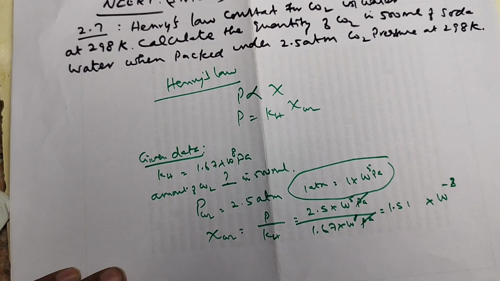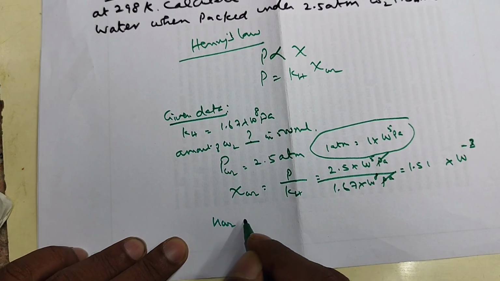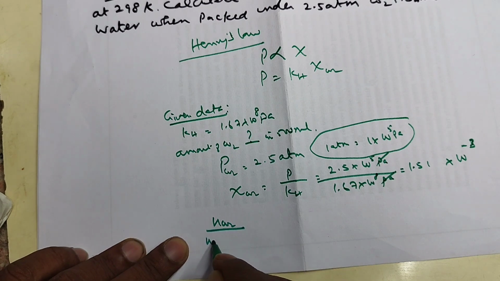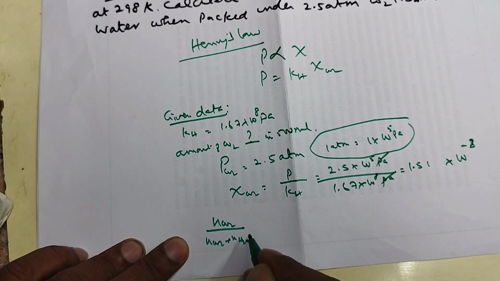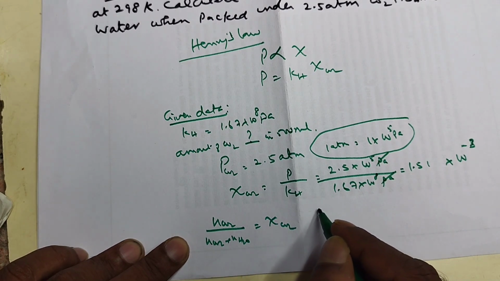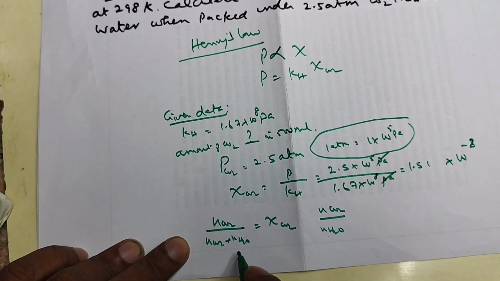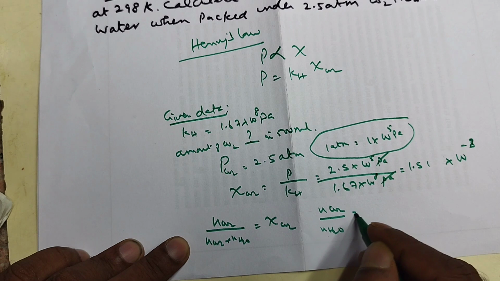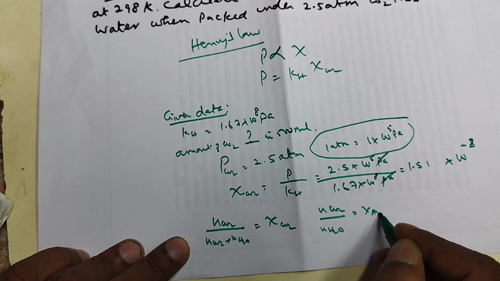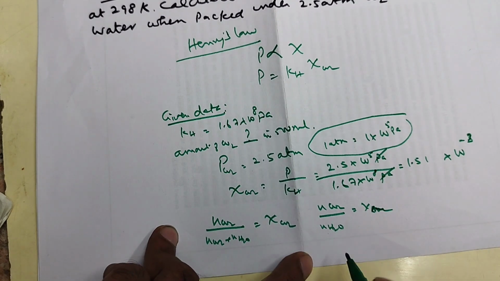The next thing we have to find out: N of CO2 by N of CO2 plus N of H2O is known as the mole fraction of CO2. This is the formula. So you substitute N of CO2 by N of H2O, because compared with H2O, the CO2 is very negligible, so you have to neglect that. So we have to find the number of moles of carbon dioxide.